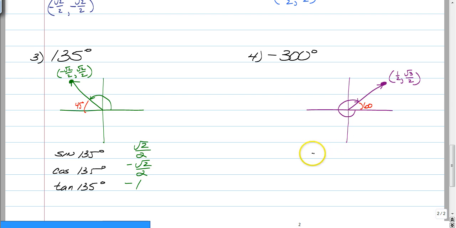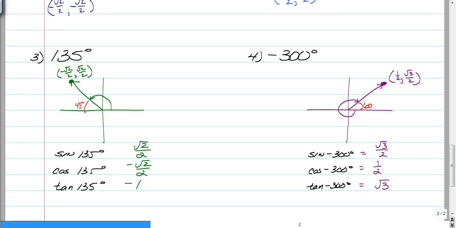So what I would like you to do really quick is find the sine of negative 300 degrees, the cosine of negative 300 degrees, and then the tangent of negative 300 degrees, and then we will be done with this video. So go give that a try on your own using the coordinate 1/2, comma, √3/2.